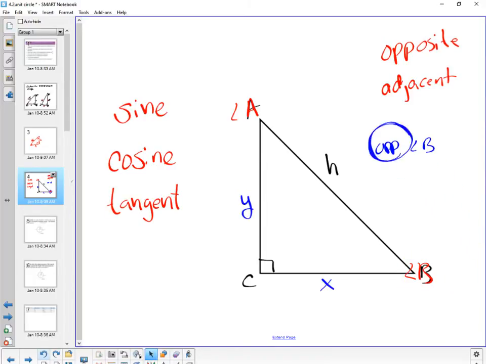Let me change my point of view to angle A. Which side is opposite to angle A? Which side is adjacent? And which is the hypotenuse? H.